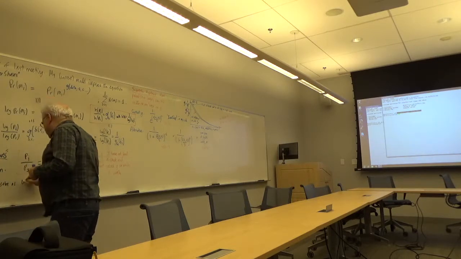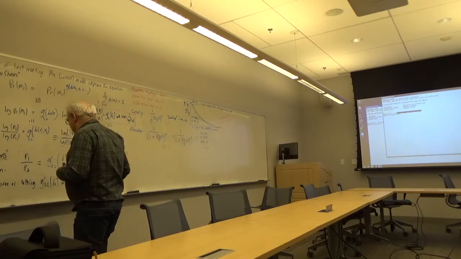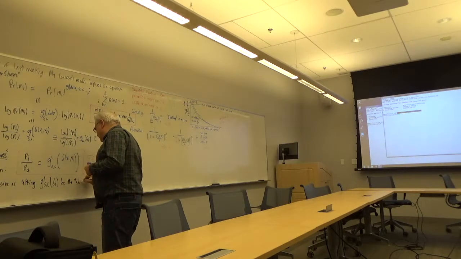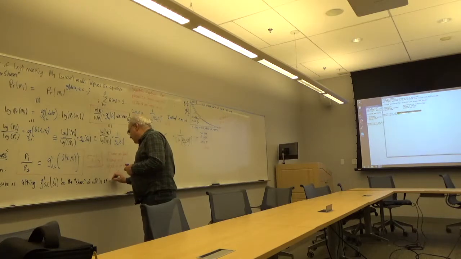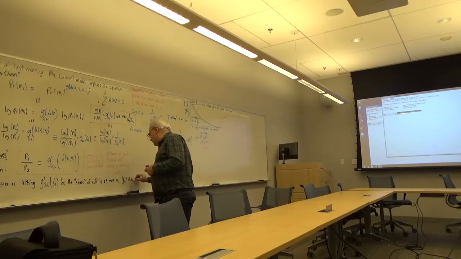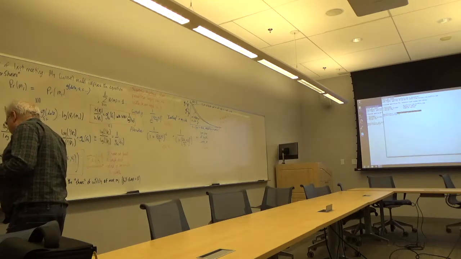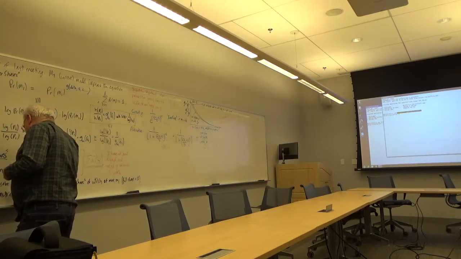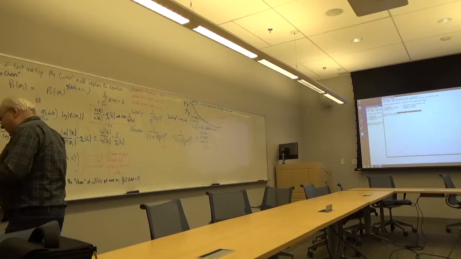So this is the same as letting G prime of delta i be the share of utility of move i, where a full share equals 1, and then averaging the shares.